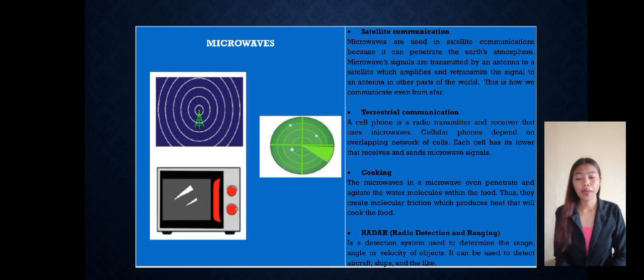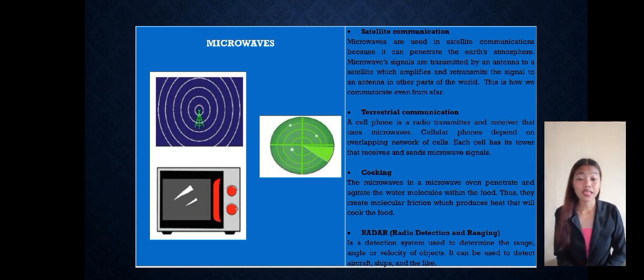For the microwave's practical applications, it has satellite communication. Microwaves are used in satellite communication because they can penetrate the Earth's atmosphere. Microwave signals are transmitted by an antenna to a satellite, which amplifies and retransmits the signal to an antenna in other parts of the world. This is how we communicate even from afar.